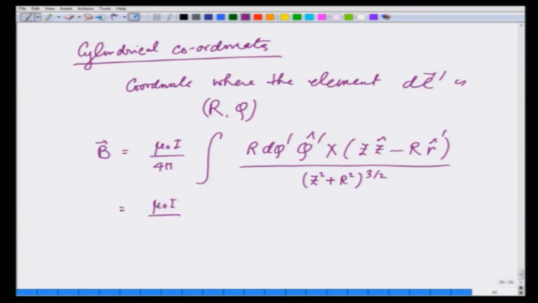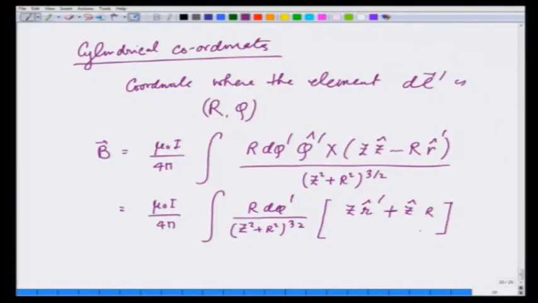Which gives me mu 0 I over 4 pi integration r d phi prime over z square plus r square raised to 3 by 2, inside phi prime cross z. Phi prime cross z gives me the r prime unit vector, minus phi prime cross r prime. Phi prime cross r prime gives me minus z unit vector. So, this will become plus z r. That is the answer. All right.